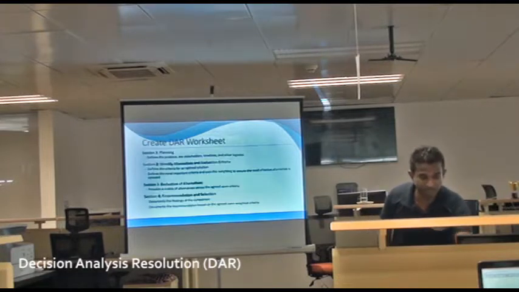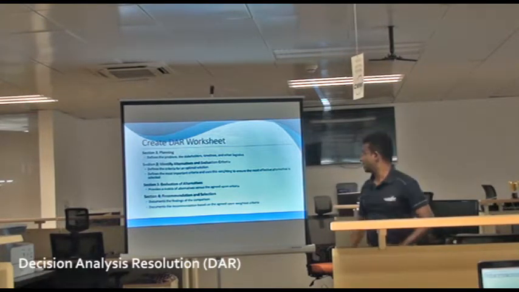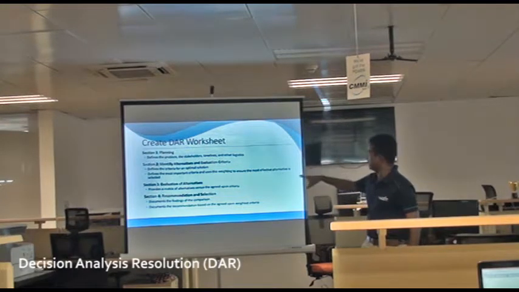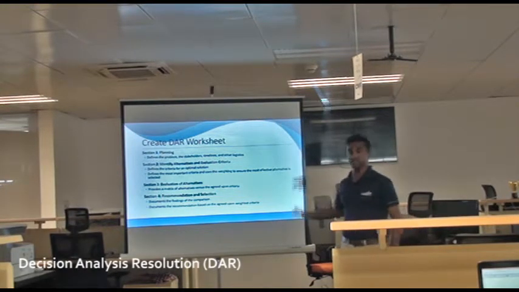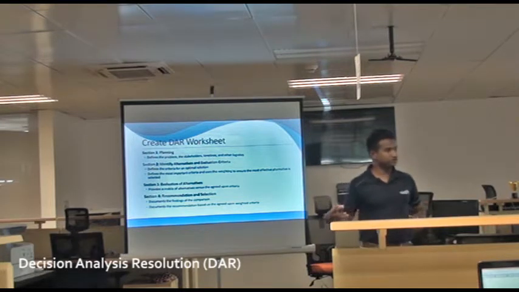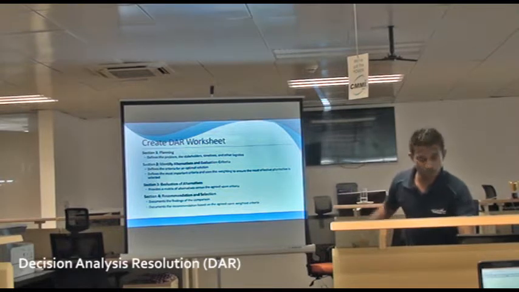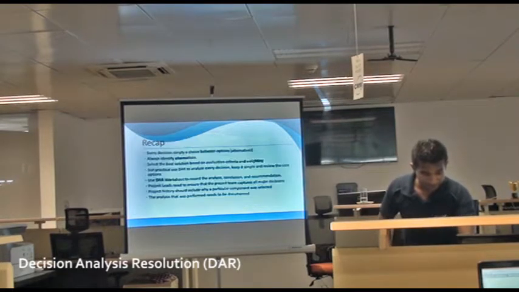So create the DAR worksheet. When you are creating the DAR worksheet, you have 4 sections: planning, identify alternatives and evaluation criteria, evaluation of alternatives, and recommendation and selection. So you need to complete those 4 areas. I will give you a sample worksheet to go through.